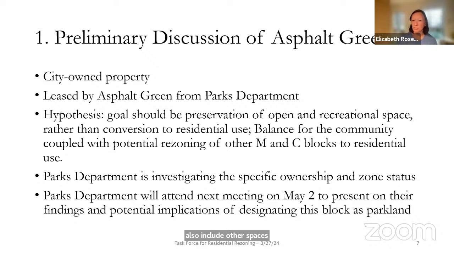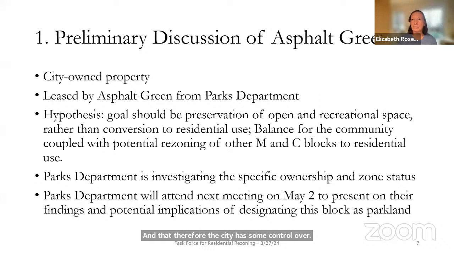What I'd say is we're not at a stage of a proposal yet. We are at the stage of investigating and developing hypotheses and a potential proposal, but we don't have a proposal yet. That's the purpose of the task force. That said, what makes this particular space so important in terms of a potential designation as parkland or maintaining it as green space is that this is the only property in all of the blocks that we're looking at that is owned by the city, and that therefore the city has some control over.